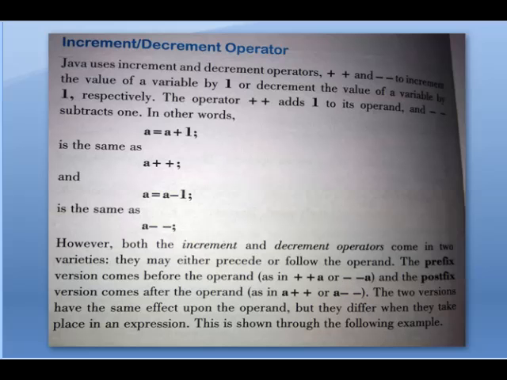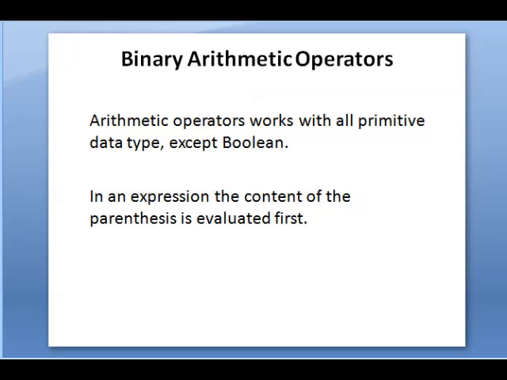Next is binary arithmetic operators. Arithmetic operators work with all primitive data types except Boolean. Boolean data means either true or false. So for all the other primitive data types we use the arithmetic operators. In an expression, the content of the parentheses is evaluated first. So whatever is inside the brackets should be evaluated first when using the arithmetic operators.